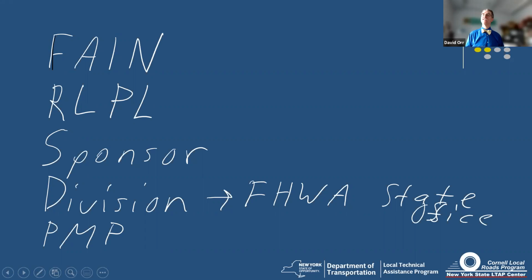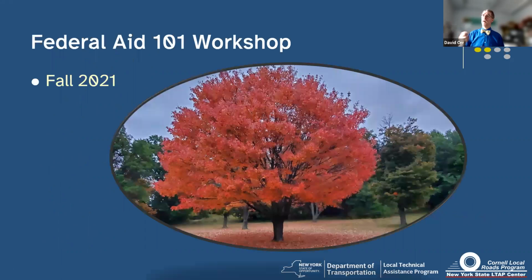So again, get to know these acronyms and definitions. And the list doesn't have all of them, but it's a good place to start. What I do want is your help. As I mentioned at the very beginning, we're developing an updated version of the Federal Aid 101 workshop. You can actually see the current slide deck from NYSLTAP, but what we're really looking at is how can we make this as useful as possible across the entire state for as many folks as possible.